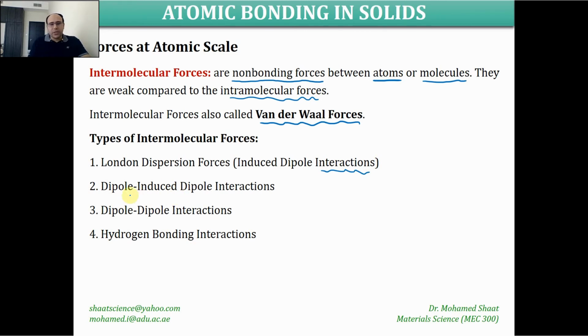The dipole-induced dipole interaction is stronger than the London Dispersion Forces, but weaker than the dipole-dipole interactions in many cases. The dipole-dipole interaction is stronger than the dipole-induced dipole interactions. Also, the hydrogen bonding interaction is already a dipole-dipole interaction, as will be explained. But since we do have hydrogen, it is a special form of the dipole-dipole interaction, which in many cases is the strongest form, as will be explained over the next slides.